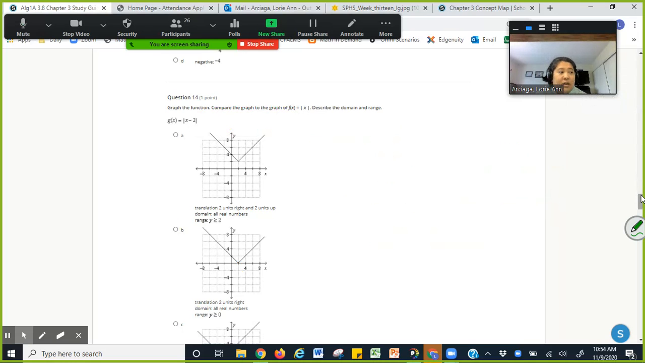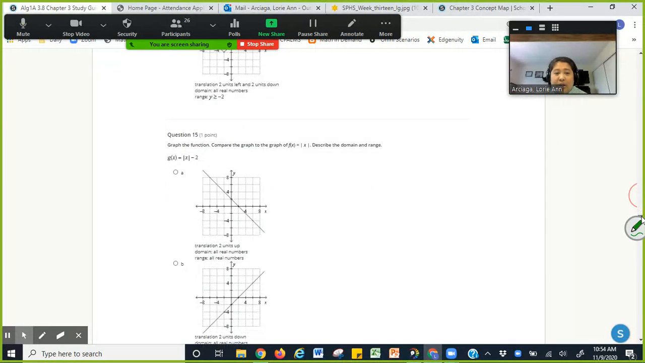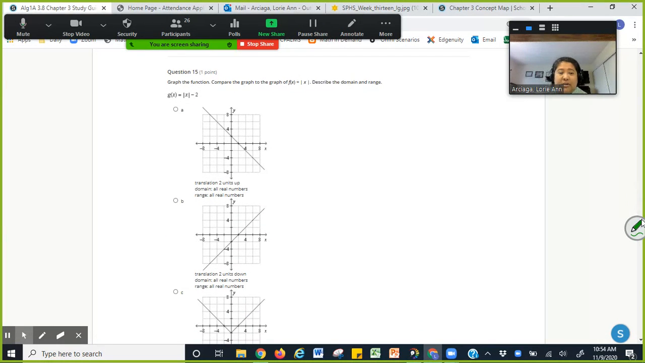Okay, here we go. 14. Okay, now let's go to 15. Okay, so same thing. Now we're going to look at the function g of x is equal to absolute value of x minus 2. And see how they're tricking you over here. They're giving you straight lines.